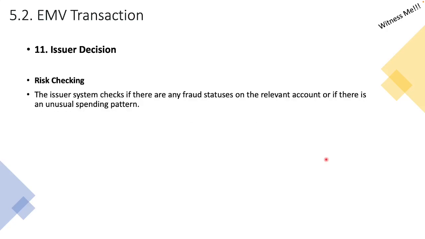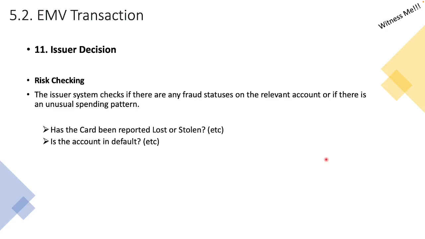Okay. Next is risk checking. So the issuer system checks if there are any fraud statuses on the relevant account or if there's an unusual spending pattern. So typical things are, has this card been reported lost or stolen recently? Is the account in default?